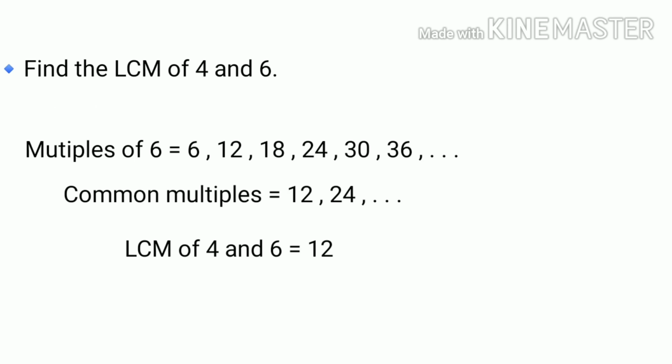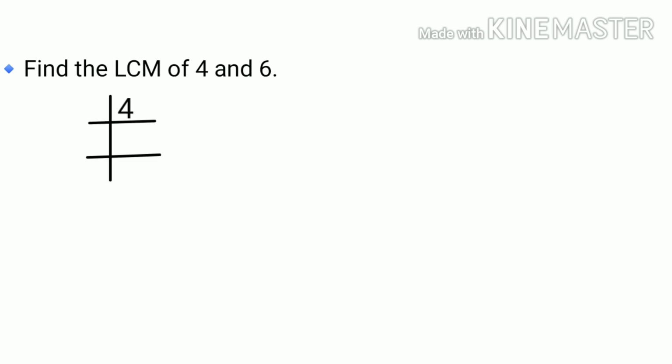Now let's solve the same question using prime factorization. In this method, we will first find the prime factors of 4 and 6 separately. Let's first do the prime factorization of 4. So we will find the smallest prime factor which can divide 4 exactly. We know that 4 is exactly divisible by the smallest prime factor 2.